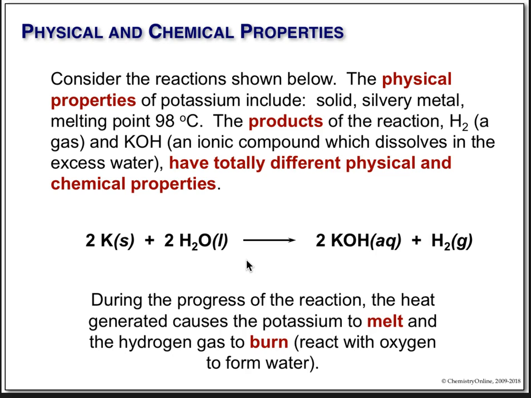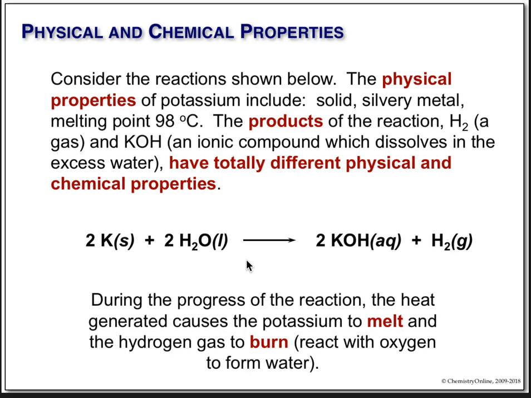The little S, L, A, Q, and G refer to the states, the physical state. So this is a solid, that's a liquid, that's a gas, and AQ means aqueous solution. So potassium hydroxide is dissolved in the water. If you look at this, we have 2 potassiums here, 2 here. We have 4 hydrogens here, 1, 2, 3, 4 here, 2 oxygens, 2 oxygens. Same numbers and types on both sides.